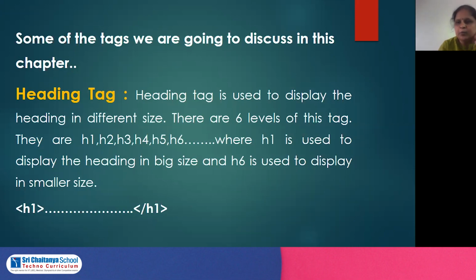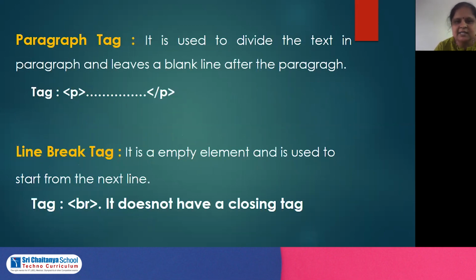So whenever you people are writing the main heading of the web page, we use H1. If we are typing a subheading, then H2. Within that subheading, when we are using another one, we use H3. Like this, we have up to H6, where H1 is used to display the heading in the biggest size and H6 is used to display it in the smallest size. I hope it is clear.